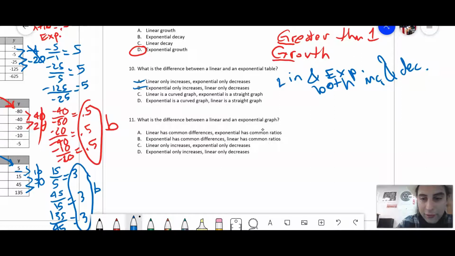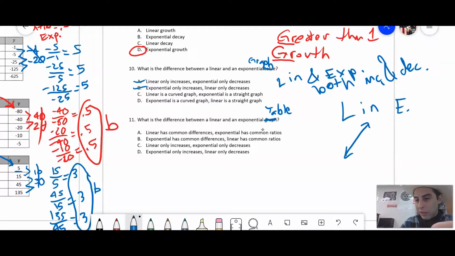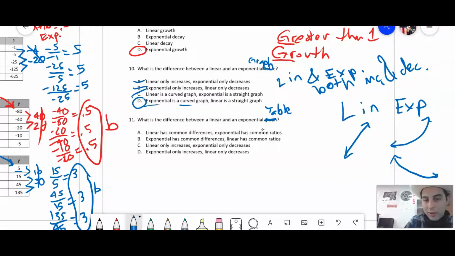See, this one's asking really about the graph, and then this one's actually asking about the table. Whoops. Okay, well, anyways, when we think about the graph, remember linear is a straight line. Exponential looks like this or this, right? Curved. So linear is curved, nope. Exponential is curved. And then linear is straight. Cool. So 11, what's the difference between a linear and an exponential graph?